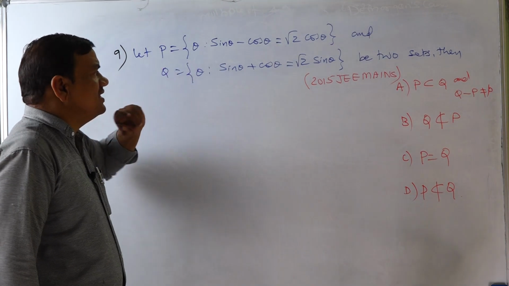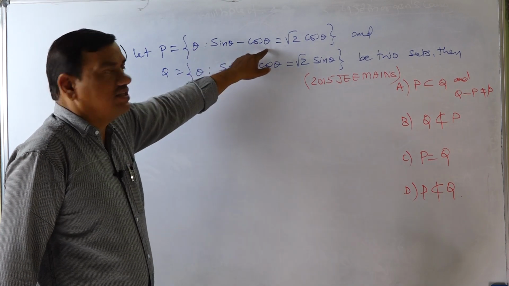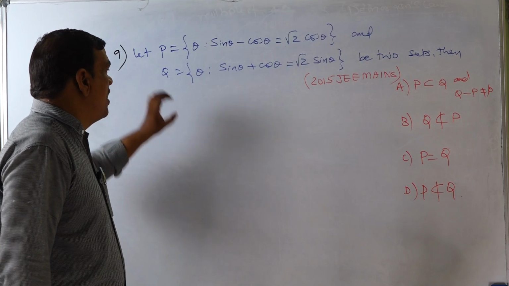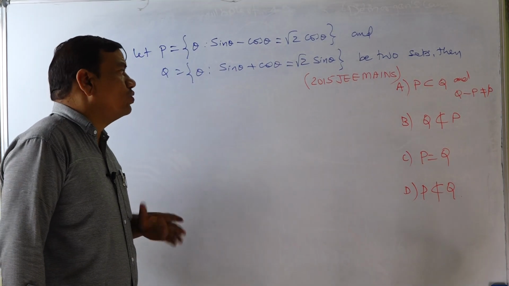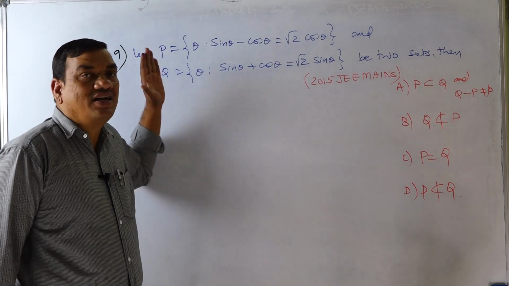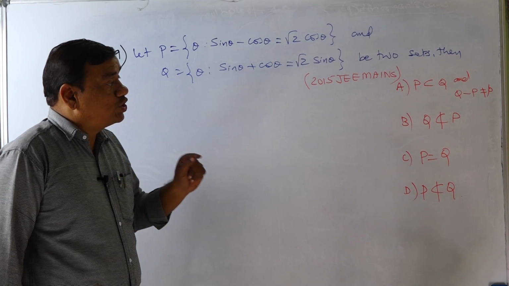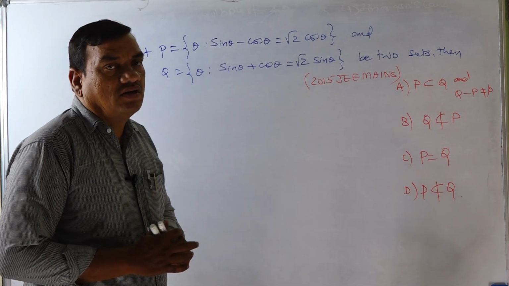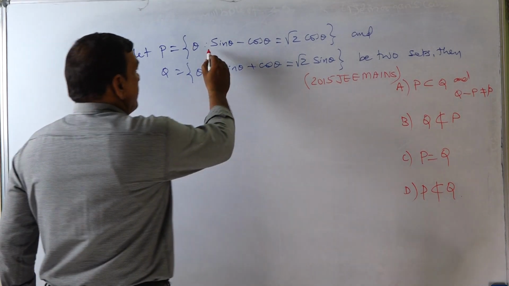The question is: P is a set containing the theta such that theta satisfies the equation sin theta minus cos theta is equal to root 2 cos theta, and Q is the set of theta such that sin theta plus cos theta is equal to root 2 sin theta. Then what is the relation between these two sets? Different options are given, such as P is a subset of Q, and Q minus P is not equal to the null set. So let us see this problem first.